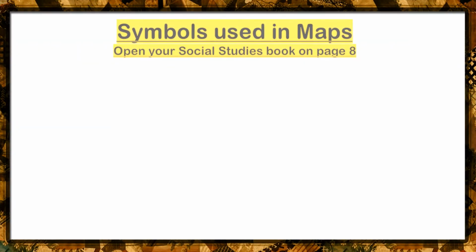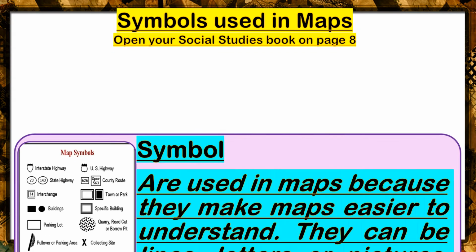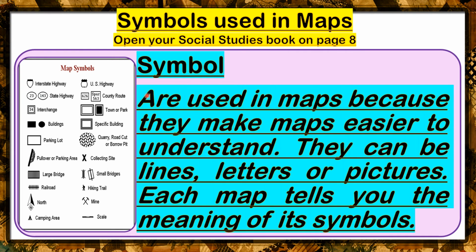Class, let us study about symbols used in maps. Please open your social studies book on page 8. Symbols are used in maps because they make maps easier to understand. They can be lines, letters, or pictures. Each map tells you the meaning of its symbol. So I have here examples of different map symbols.